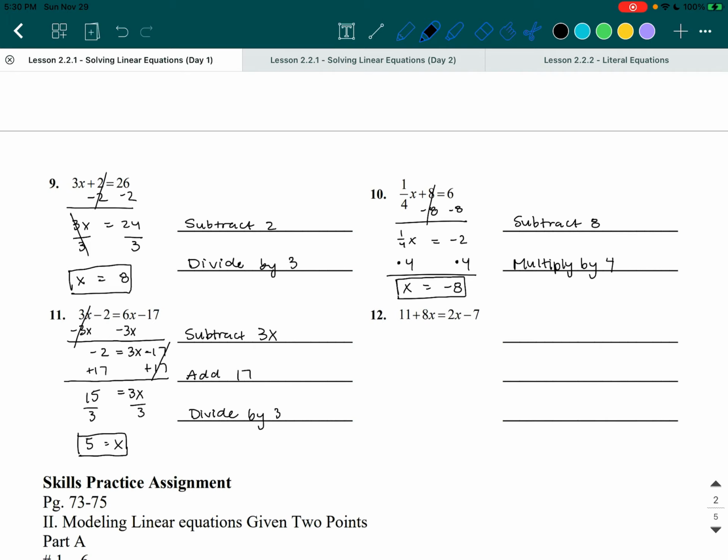Okay, so if you made a mistake, once again, don't worry. Just try your best and keep practicing. It's all part of the learning process. Try number 12 on your own, and then we'll come back together.